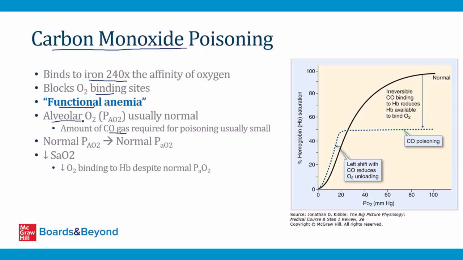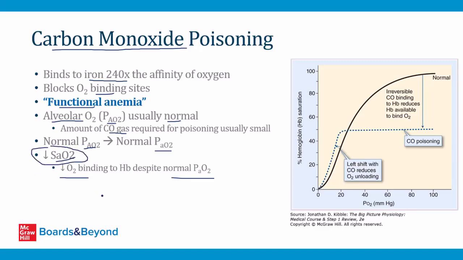So the alveolar oxygen content, the PAO2, is usually normal in patients exposed to carbon monoxide gas. Because they have a normal PAO2, this is going to oxygenate the blood normally, and they will have a normal PaO2. PaO2 is the arterial partial pressure of oxygen. But then the SaO2, the amount of oxygen bound to hemoglobin, is going to be reduced because carbon monoxide is blocking the ability of oxygen to bind to heme. So even though you have a normal PaO2, you will have a reduced SaO2 in carbon monoxide poisoning.